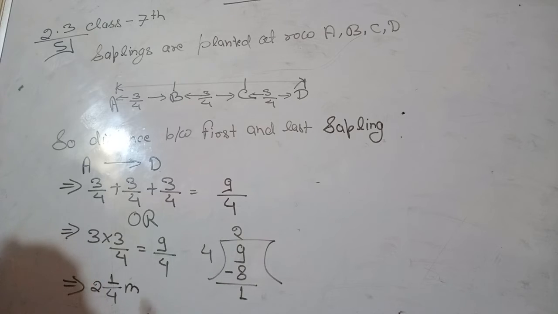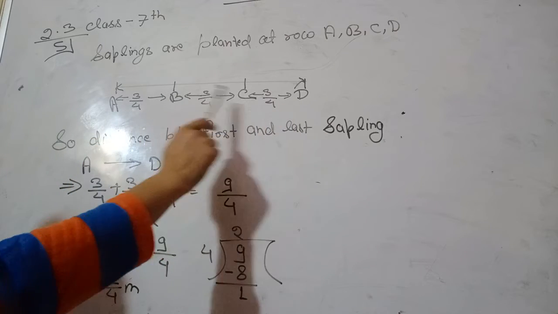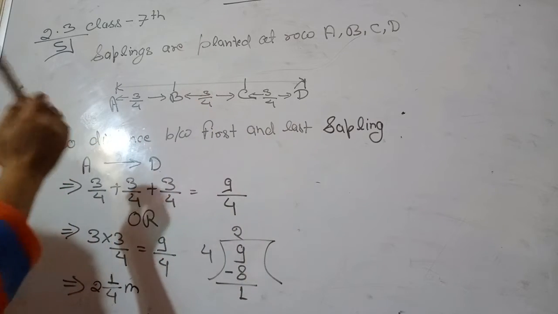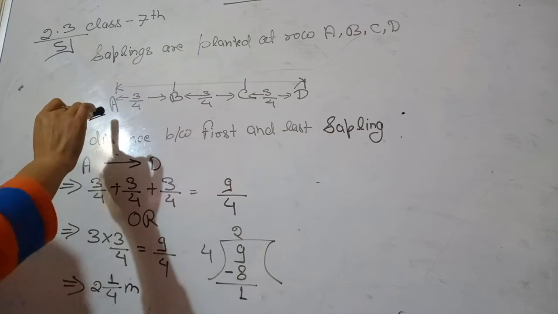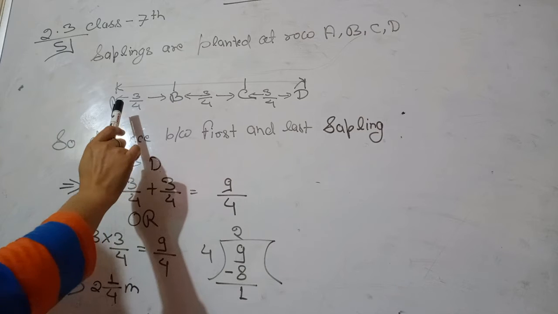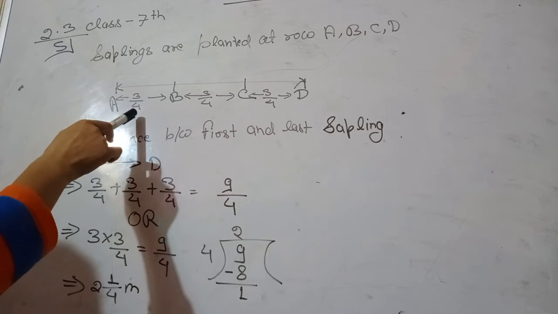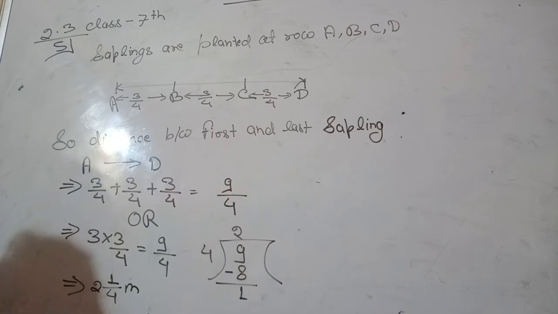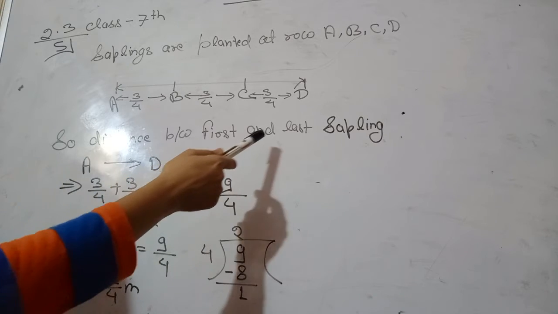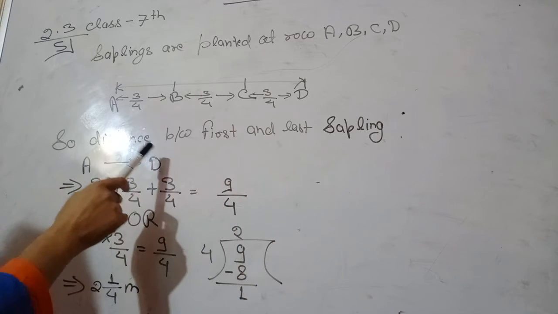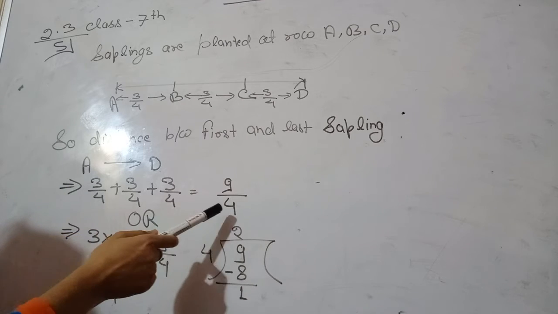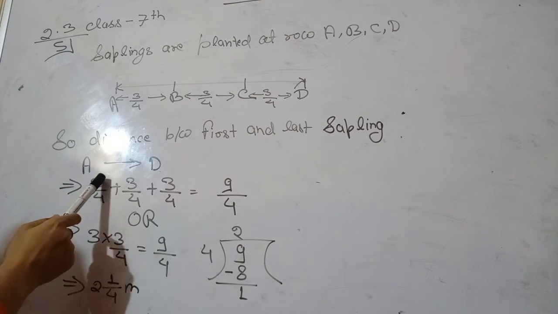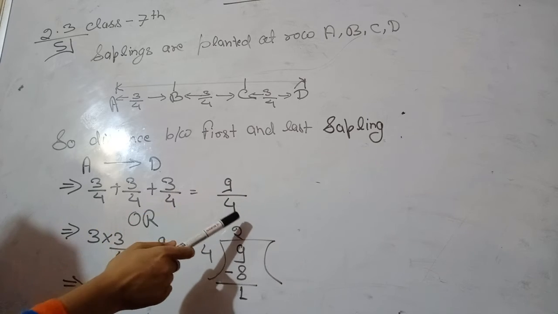So what do we have to do? We have to add all the distances between the first and last sapling. So 3 by 4 plus 3 by 4 plus 3 by 4. When we reach from A to D, we have to count 3 gaps. So the distance between the first and last sapling is 3 by 4, 3 by 4 and 3 by 4. See, the LCM is the same, so we can write the denominator as it is. 3 plus 3 is 6, 6 plus 3 is 9, so 9 by 4.